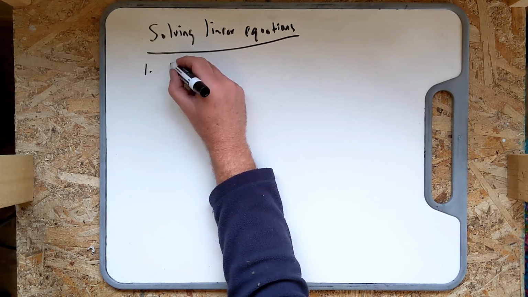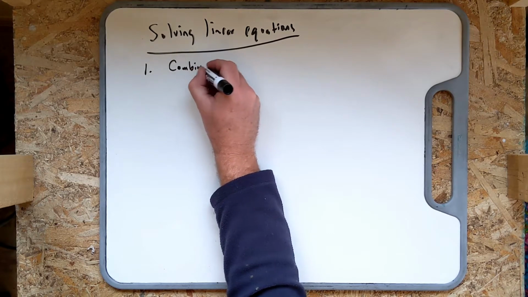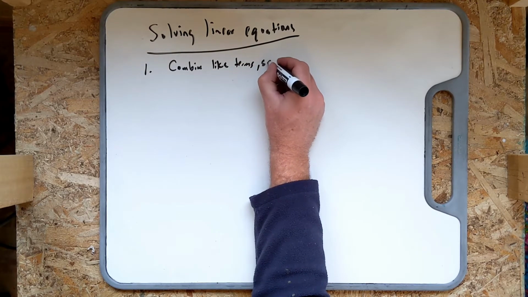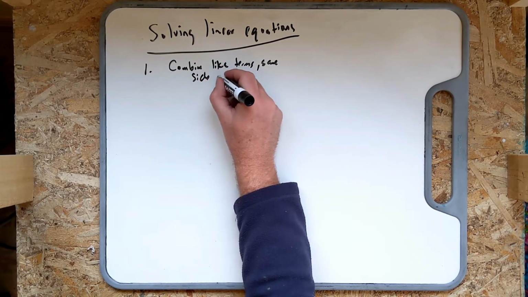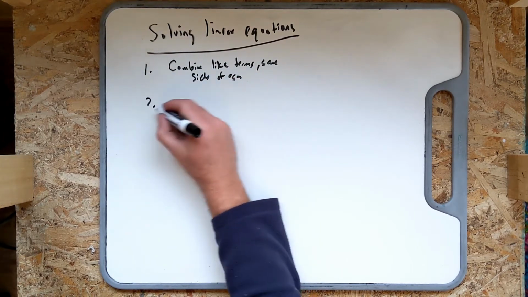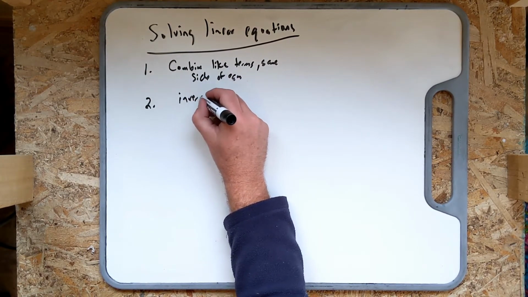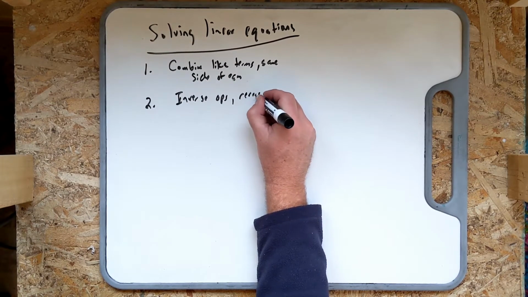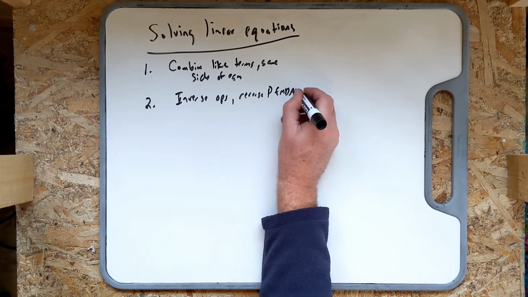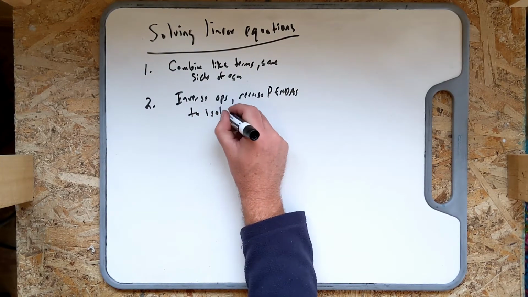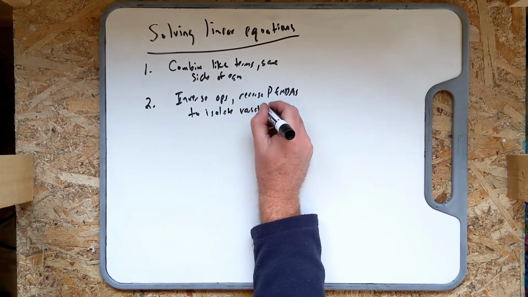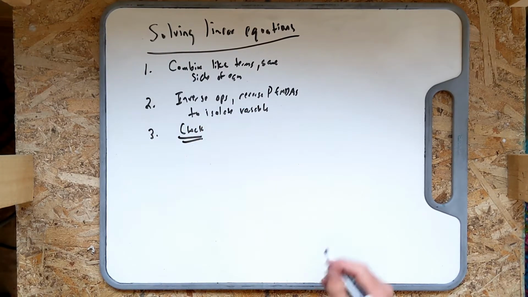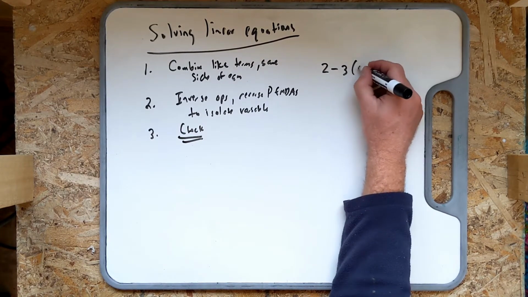First step, combine like terms on the same side of the equation. Second step, do inverse operations, or reverse PEMDAS, to isolate the variable. And then finally, check. Let me give you an example, and I'm going to give you one where you get a common error.